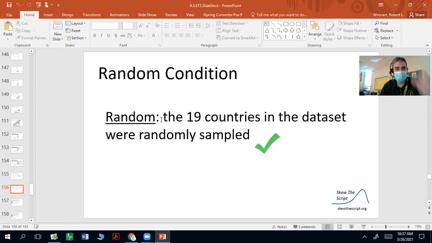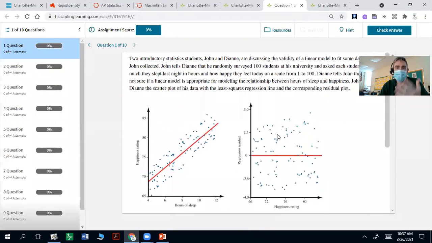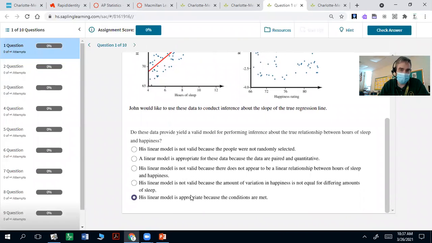that the people were randomly selected or sampled. So if you look at the data in there, everything kind of lines up, and it tells you the scatter plot is linear, there's no pattern in the residual plot. It looks like it's a linear model. All the conditions are met. So we're going to go with that one there.